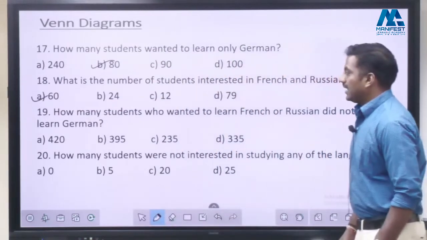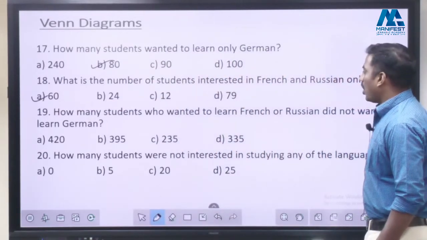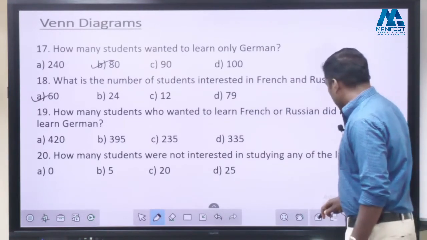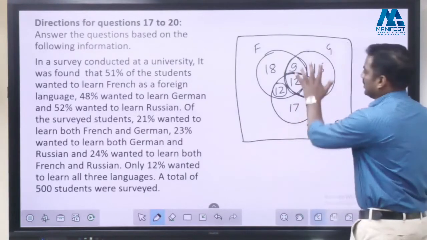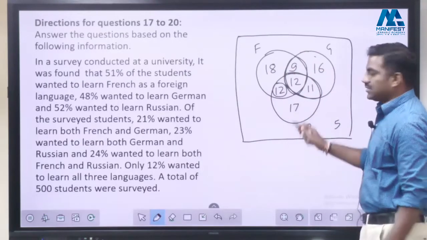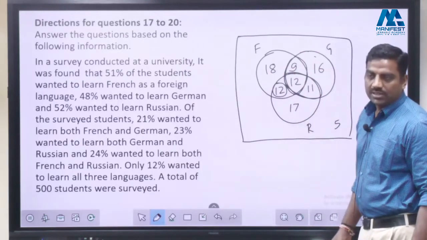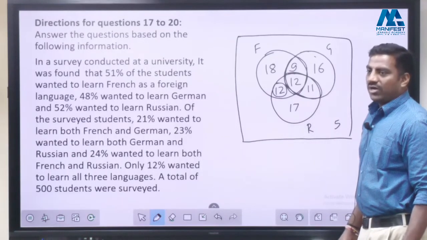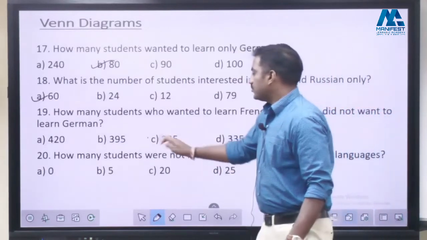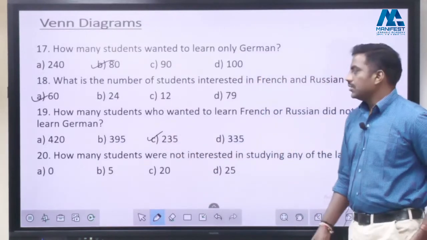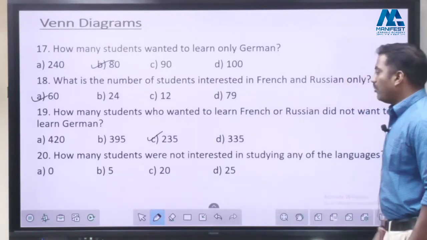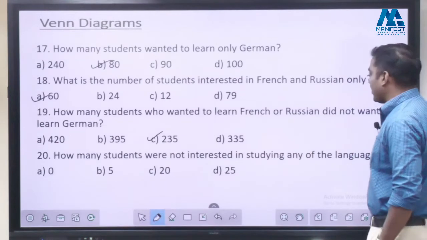Correct? Next. How many students who wanted to learn French or Russian did not want to learn German? Did not want to learn German. Keep a hand on this. And French or Russian. Total 18 plus 12 plus 17, 47%. So 47% of 500 is how much? 235? 47% of 500. Less than 250. Less than 250.